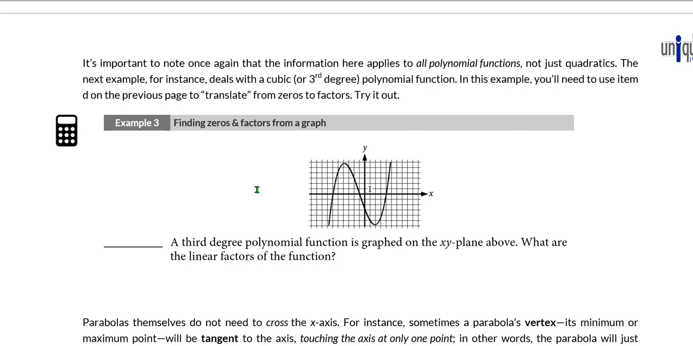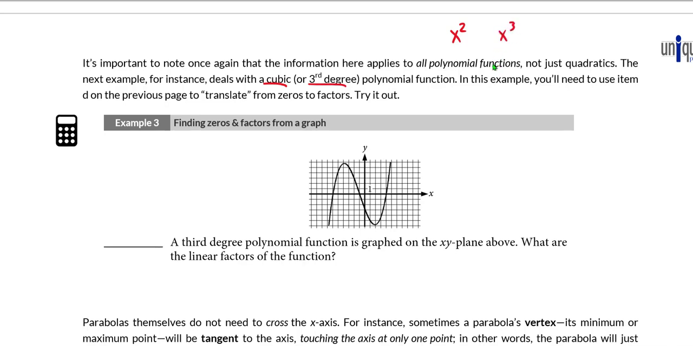However, in this case, we are using an example that will demonstrate that finding the zeros and/or the factors of a polynomial function from a graph is the same no matter what kind of polynomial function you're dealing with. If you're dealing with a quadratic or a cubic, which is a third degree polynomial function, so if your function is an x² function or an x³ function, it doesn't matter.